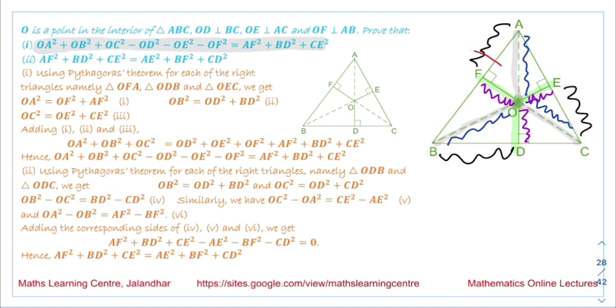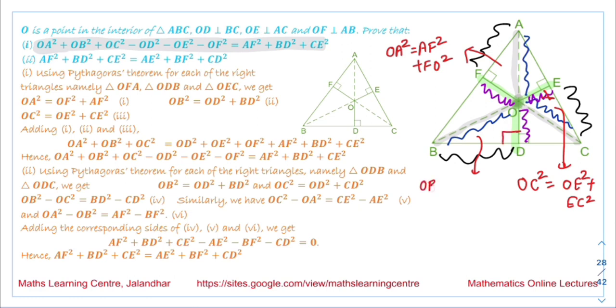So if I write for this triangle using the Pythagoras theorem, what we have is OA square is equal to AF square plus FO square. Then we are writing for this triangle, this angle is 90 degrees, so we have OC square equal to OE square plus EC square. Then we come to this triangle, this angle is 90 degrees, so what we get is that OB square is equal to OD square plus BD square.